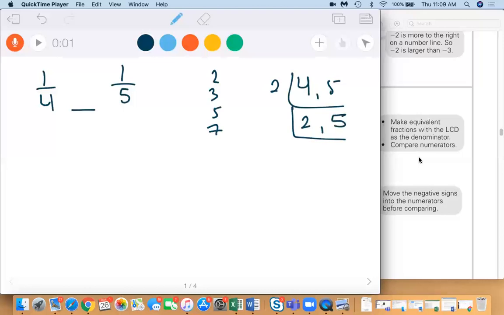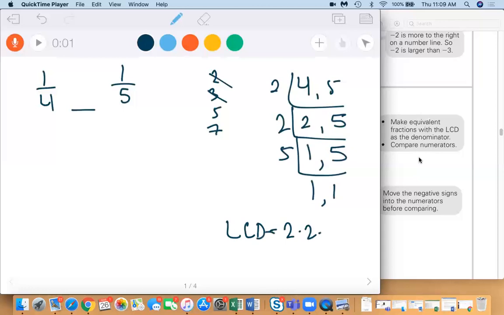There we go. Now we keep dividing by 2. Now that we're down to 1 on that column, we don't need to worry about it at all. So 2's done. We can't use 3. Let's look at 5. We carry our 1 down. 5 divided by 5 is 1. That means we're done. So our lowest common denominator equals 2 times 2 times 5, which equals 20.